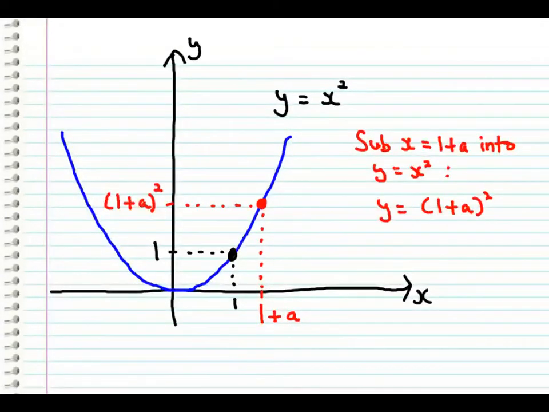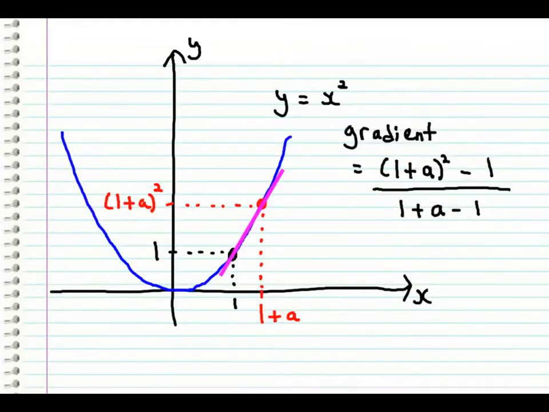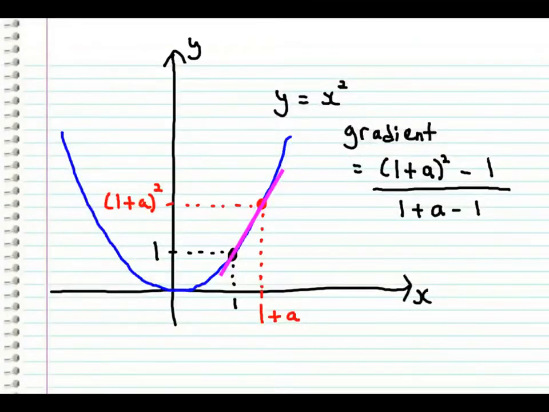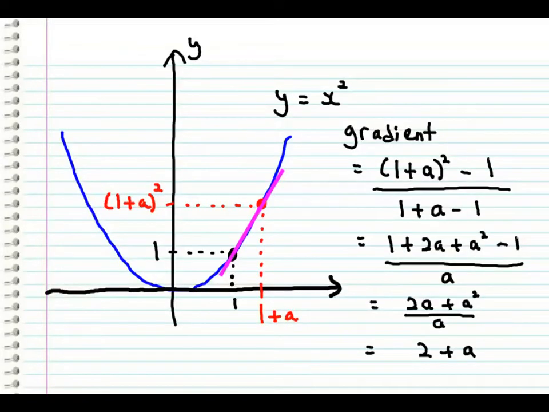We simply substitute x equals 1 plus a into the equation of the curve, which is y equals x squared. We will get 1 plus a squared. Next, we draw a straight line passing through the 2 points and apply the formula for gradient. We obtain the following. Expand the expression and we obtain 2 plus a for the gradient.